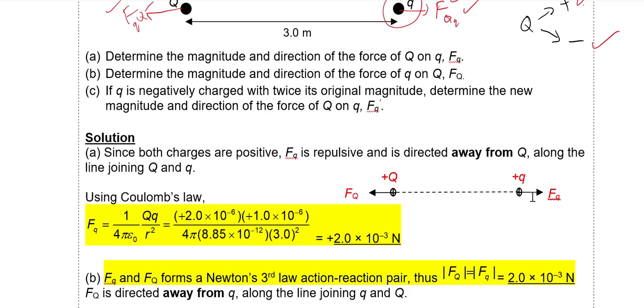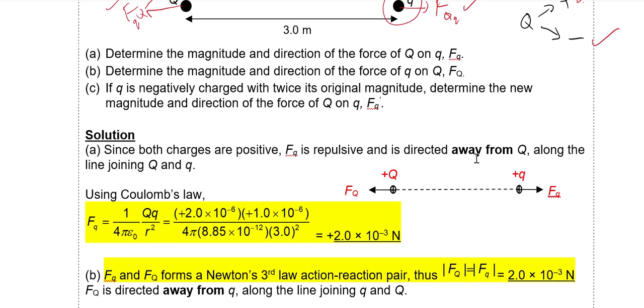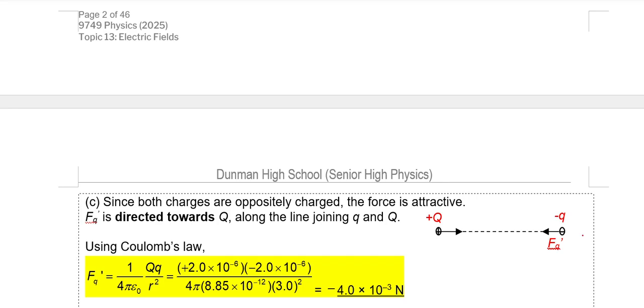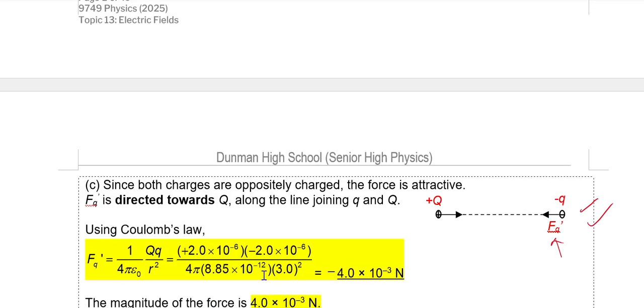Pause and try C. Okay, we're back from the pause. I hope you have taken the time to pause and try part C. So if Q is negatively charged with twice its original magnitude, determine the new magnitude and direction. Again, we should try and draw some diagram to get a sense of the direction of the forces. Since now one is positive and one is negative, it's attractive. So the diagram should look something like that, and I want to find this force. Then you can substitute into Coulomb's law equation, and you should get some number like that.